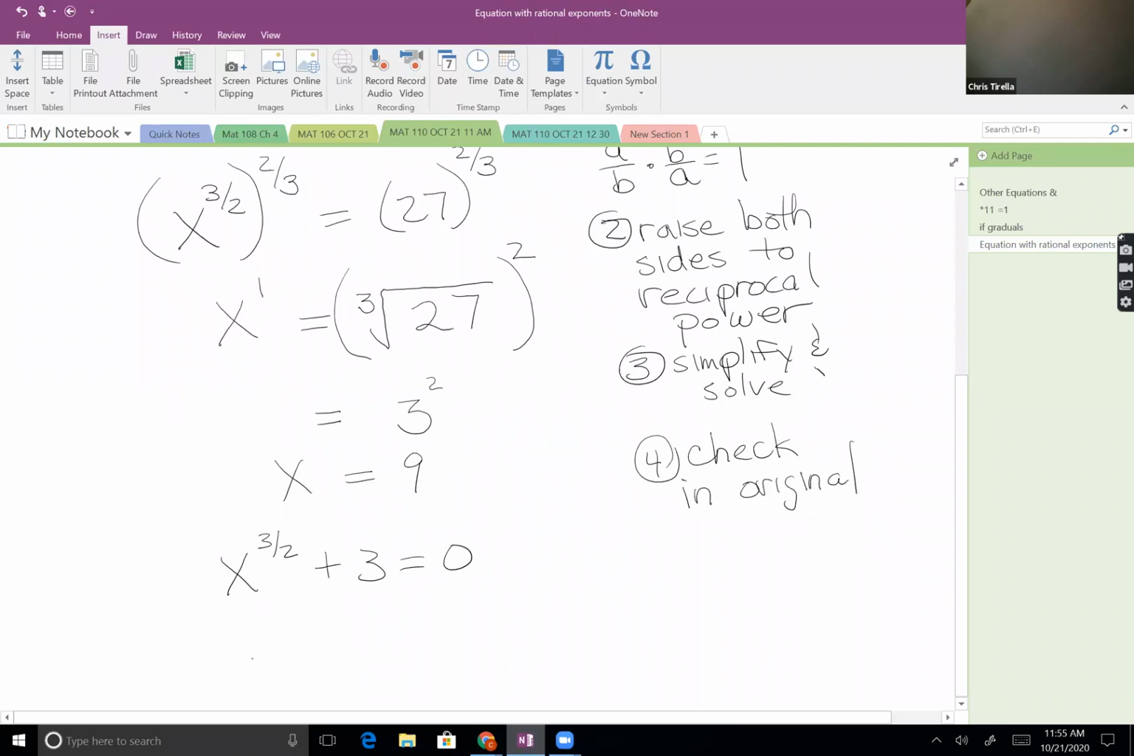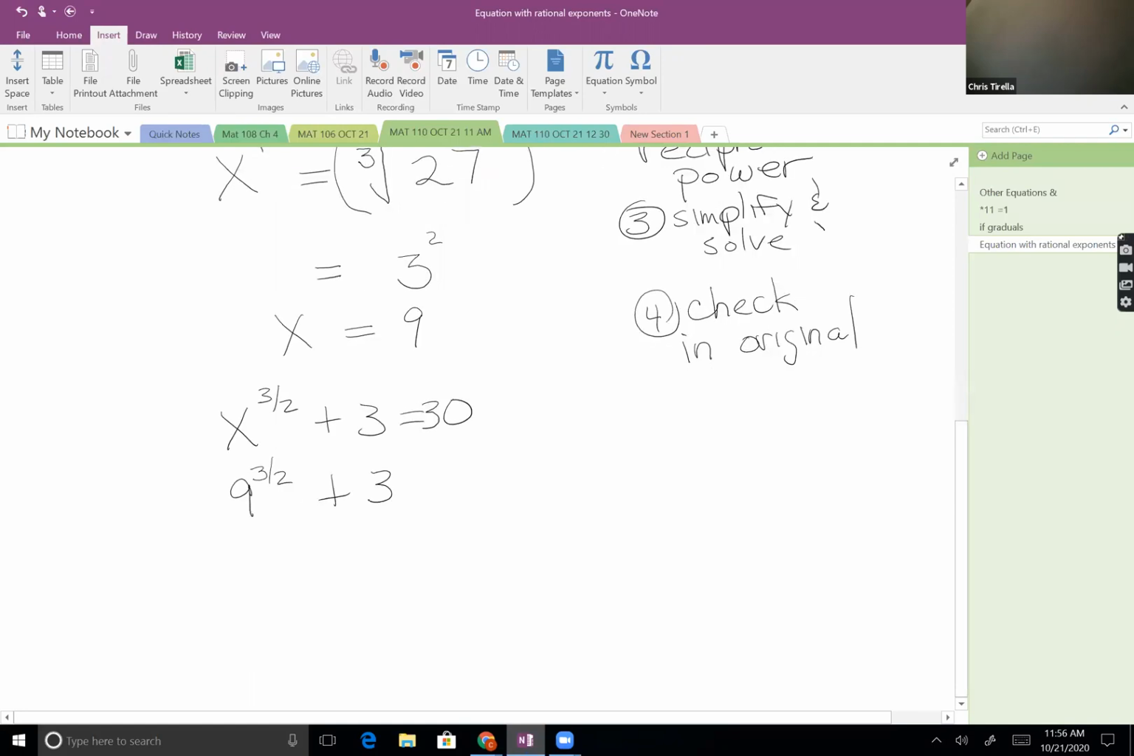So I'm going to look at 9 to the 3/2. Whoops, I wrote 0 instead of 30. I apologize. 9 to the 3/2 plus 3. Well, 9 to the 3/2 is the square root of 9 cubed. So that's 3 cubed, or 27. And when I take 27 plus 3, do I get 30? Woohoo, it checks.